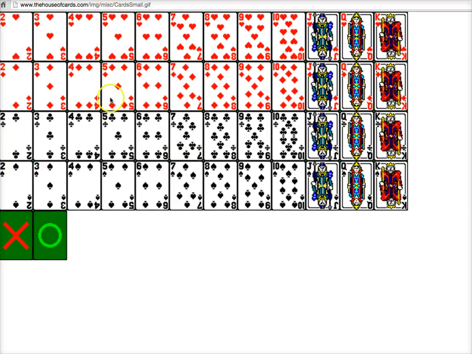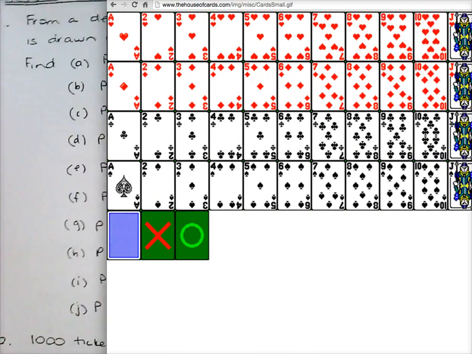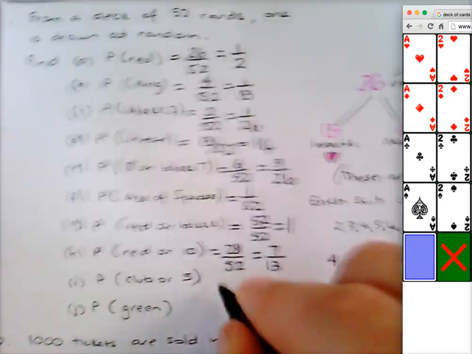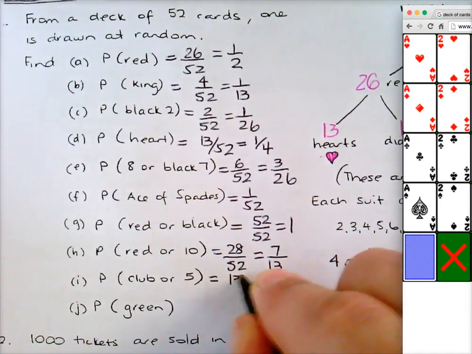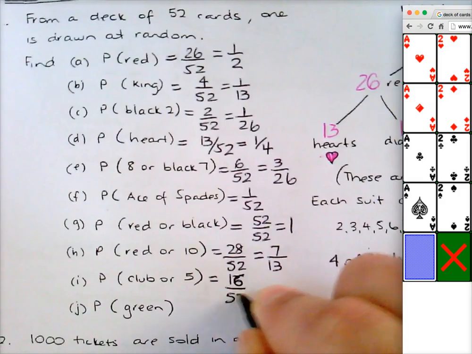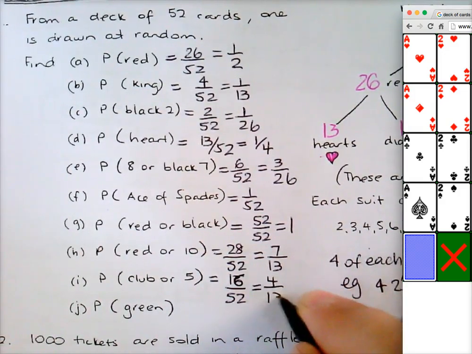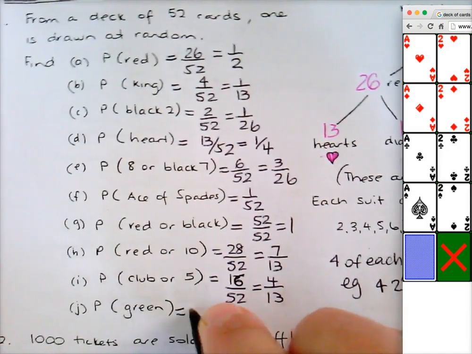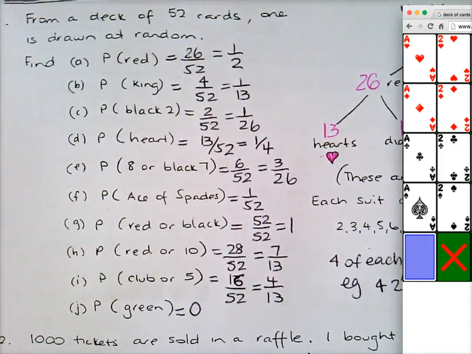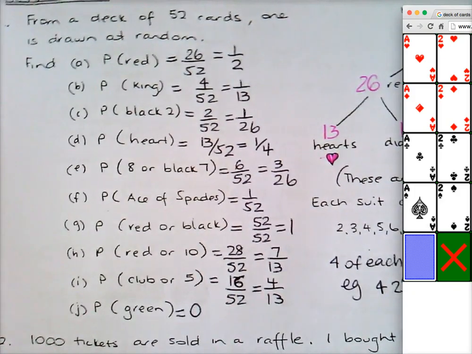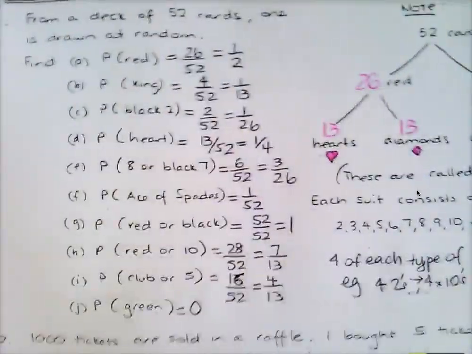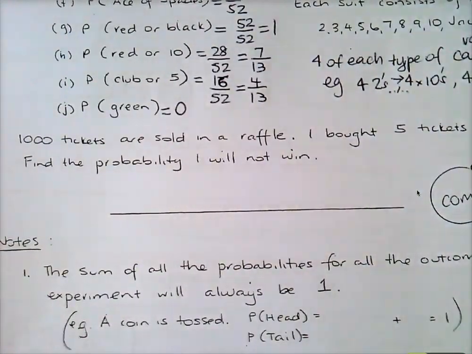Are we good? Probability of a club. There's 13 clubs. Yep, there's the clubs. There's 13 of them. Plus, how many other fives? One, two, three other fives. So club is 13. The other three fives makes it 16 out of 52. Divide them both by four. Four out of 13. Probability of green, zero. Okay. So we can get rid of that.